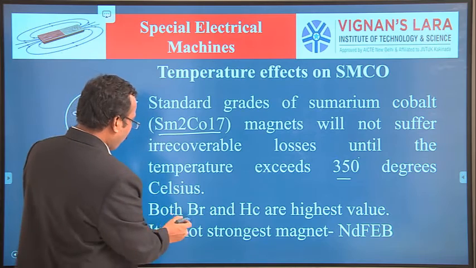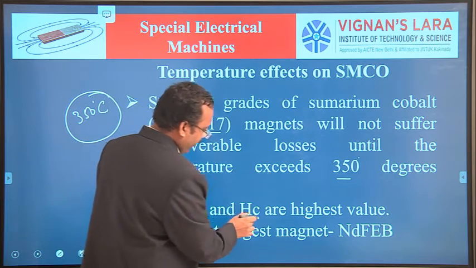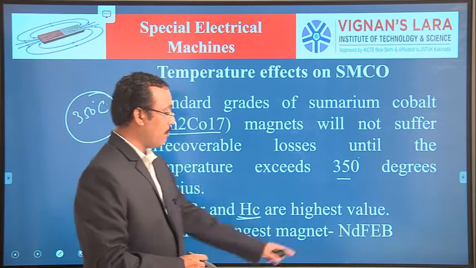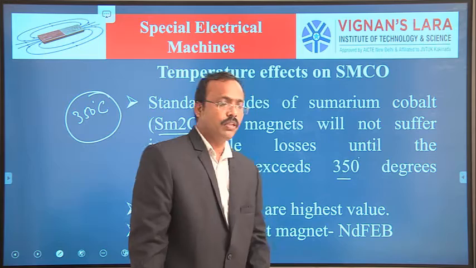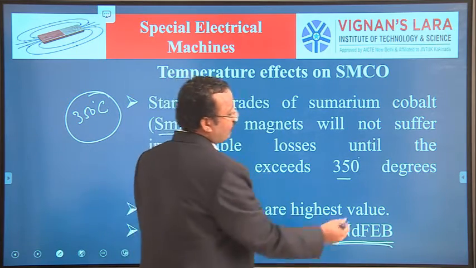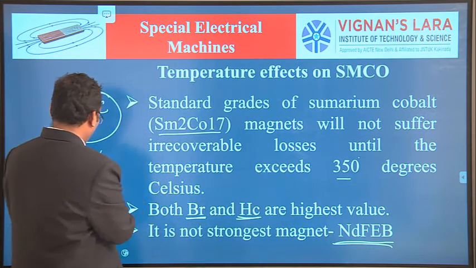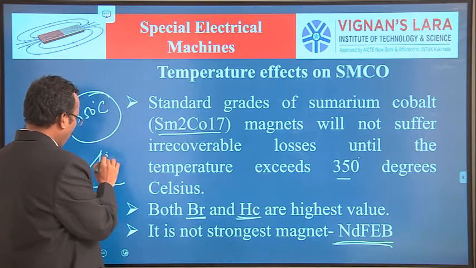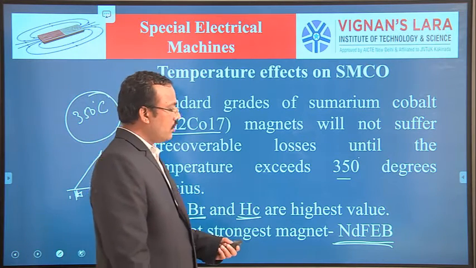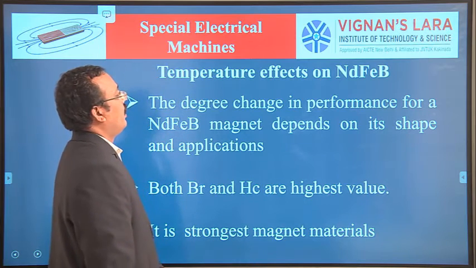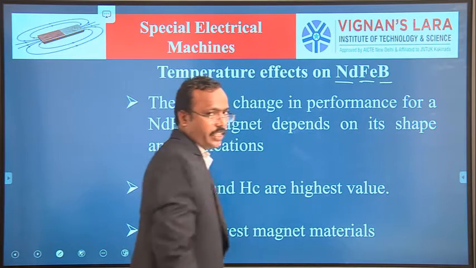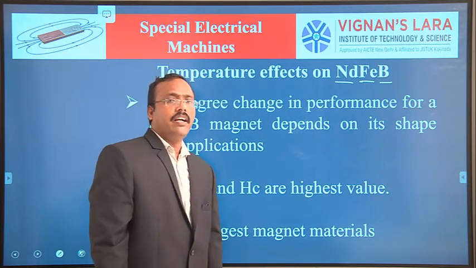Here, both the retentive flux density and the coercive force have high values, but it is not as strong a magnetic material as the NdFeB magnet. See here, the Br value is high and the Hc value is also high. The next magnet is NdFeB. NdFeB means neodymium, iron and boron. It is an alloy of neodymium, iron and boron.